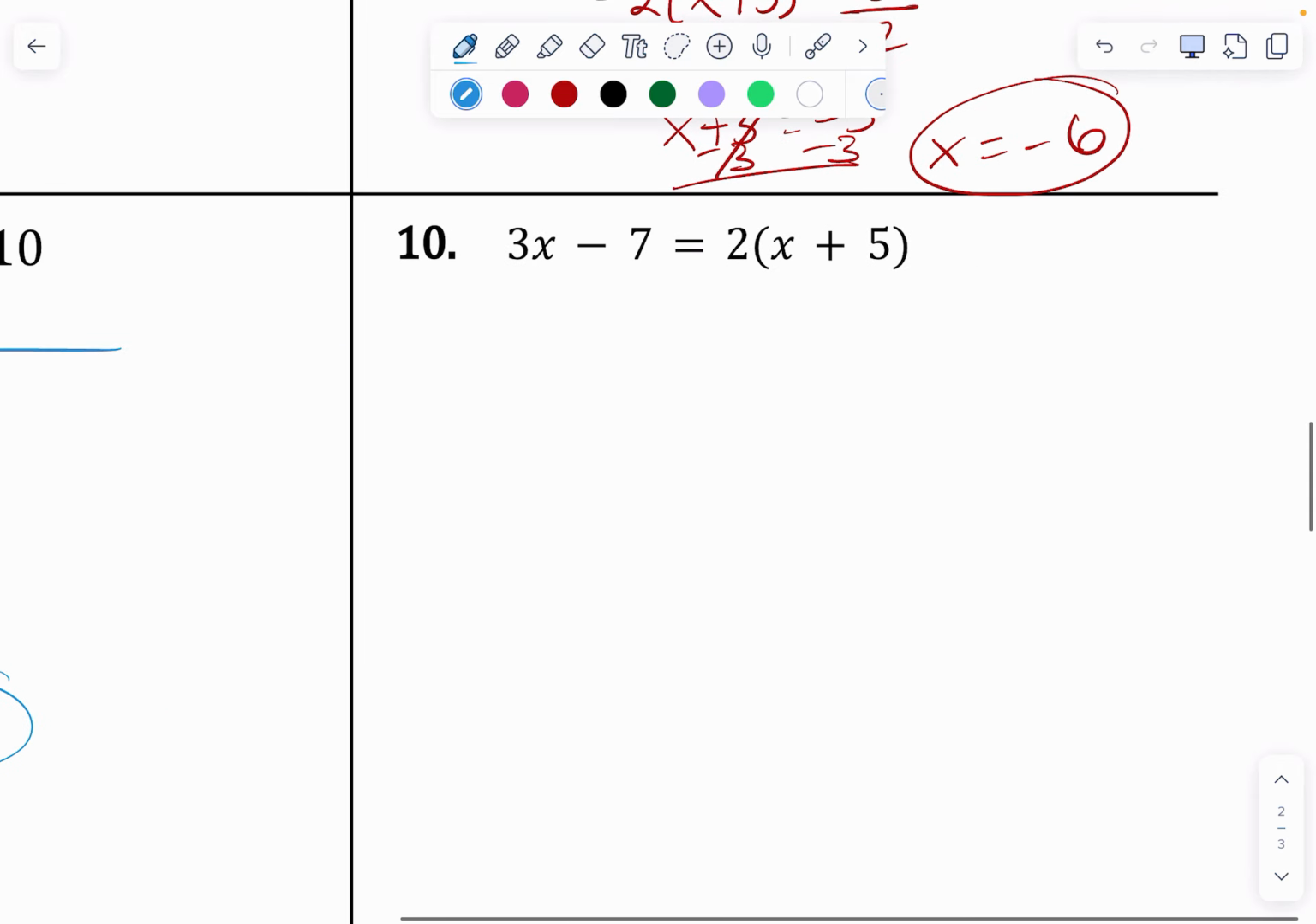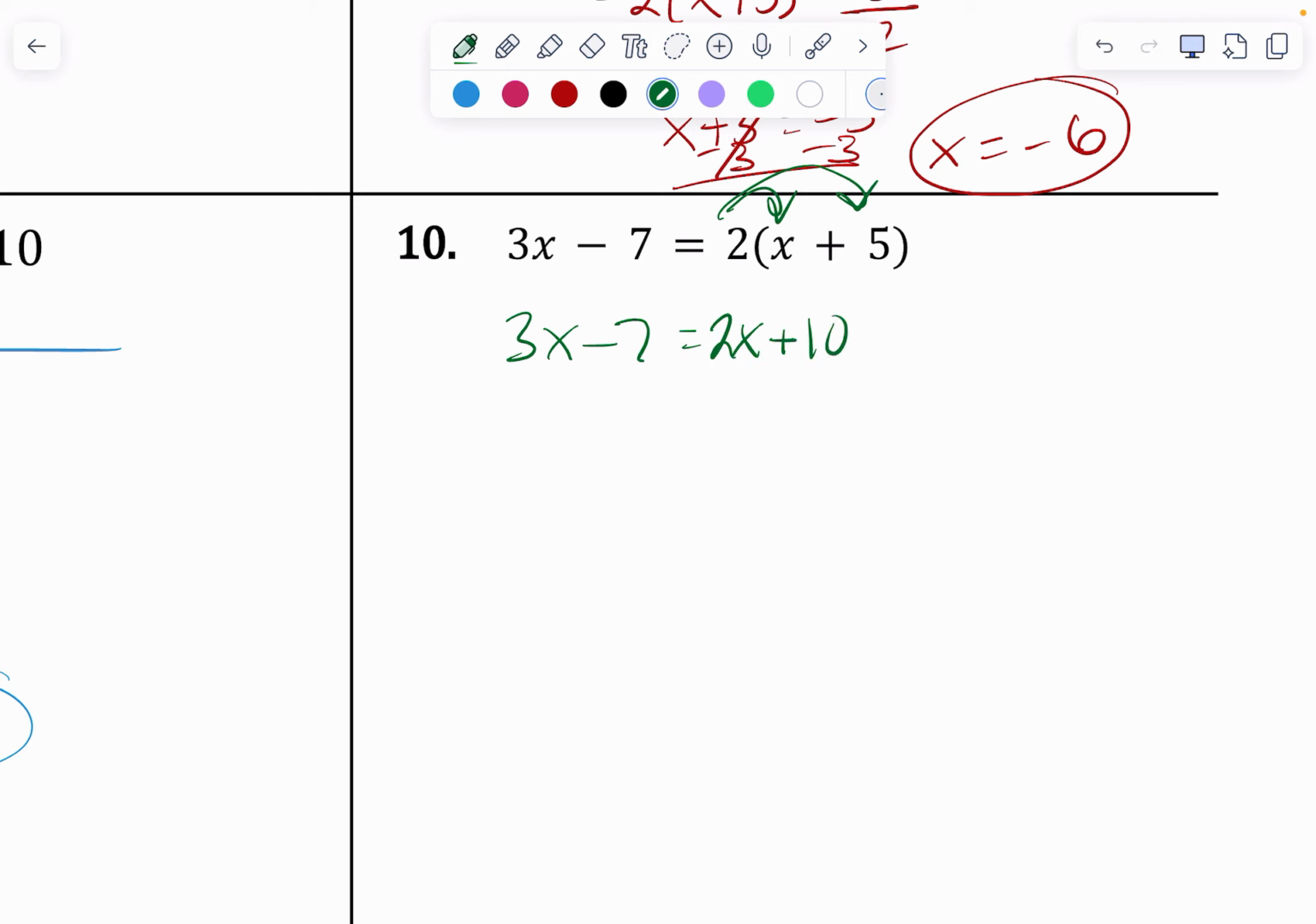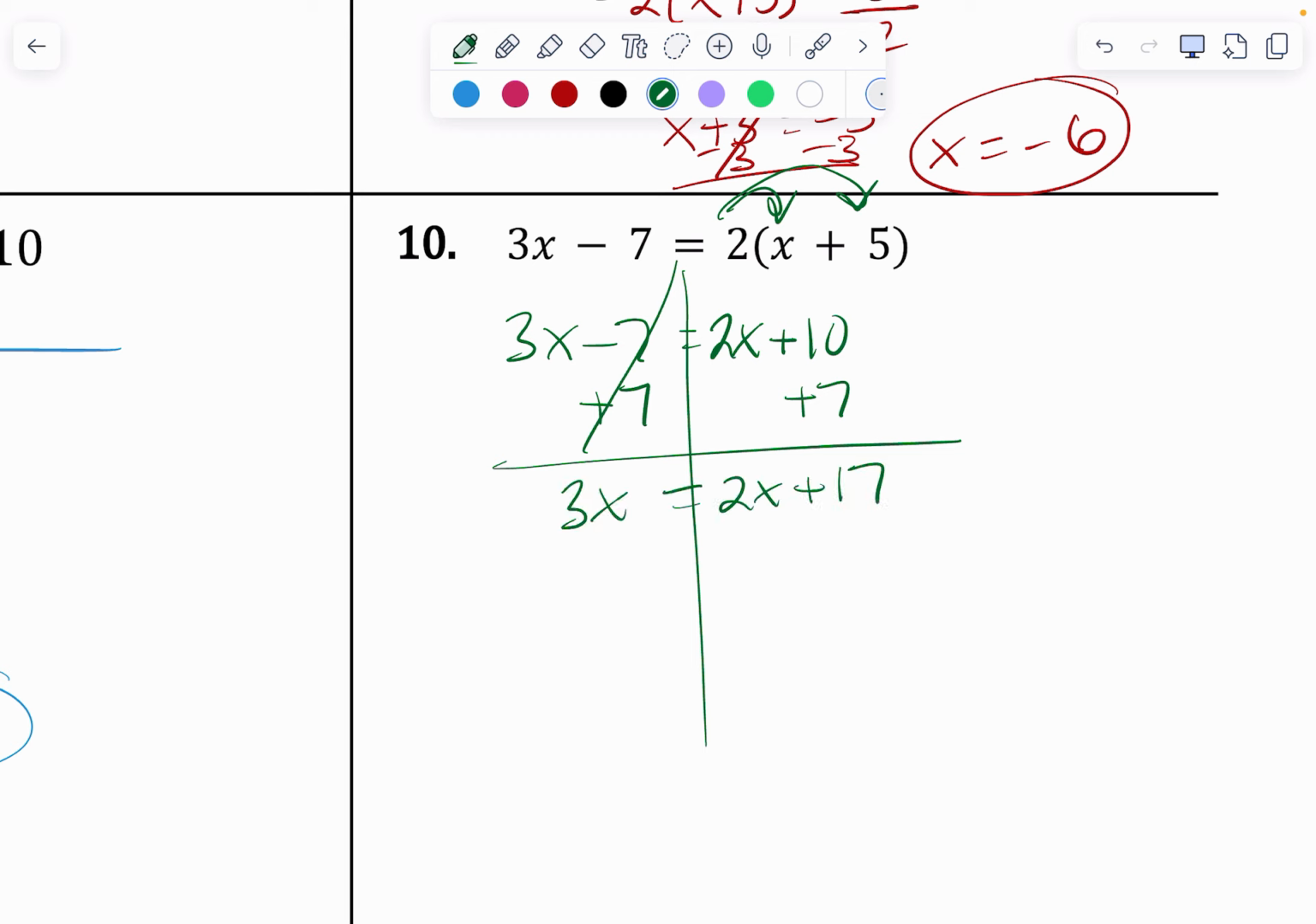Number 10, first thing you want to do is distribute. I'm left with 3x minus 7 is equal to positive 2x, because 2 times x is 2x, plus 10. I'm going to add 7 to both sides. I'm left with 3x on the left and 2x plus 17 on the right. Now, since I moved the 7 over to the right, I need to move everything away from the right. I have x, because 3 minus 2 is x, is equal to 17.